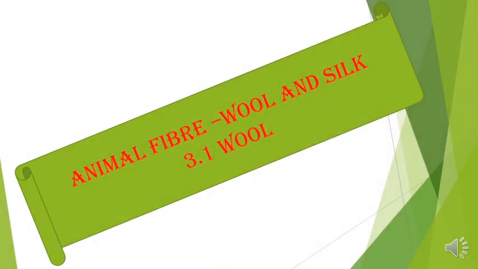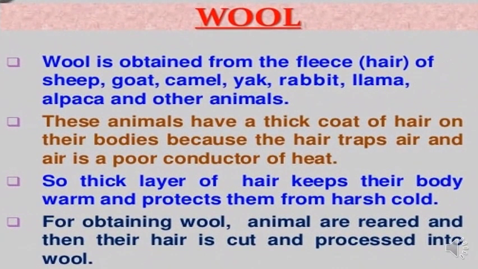Fiber, that is wool and silk. 3.1 Wool is obtained from the fleece of sheep, goat, camel, yak, rabbit, llama, alpaca and other animals. These animals have a thick coat of hair on their bodies because the hair traps air. Air is a poor conductor of heat. So, a thick layer of hair keeps their body warm and protects them from the harsh cold. For obtaining wool, animals are reared and then their hair is cut and processed into wool.